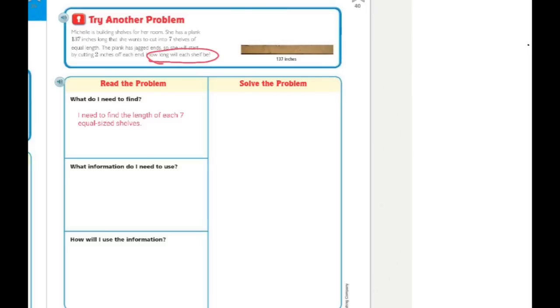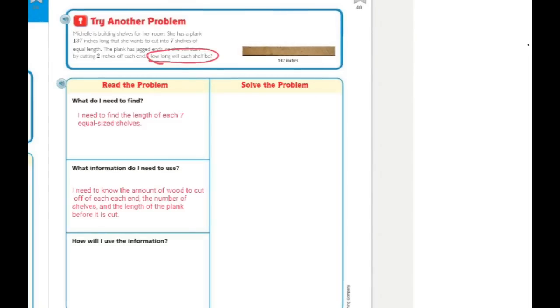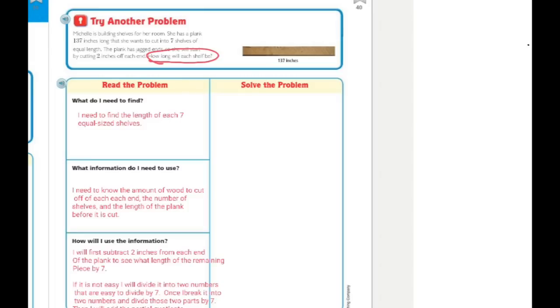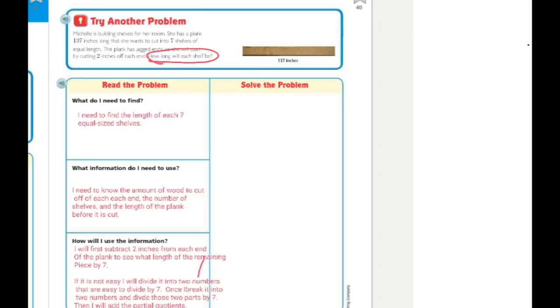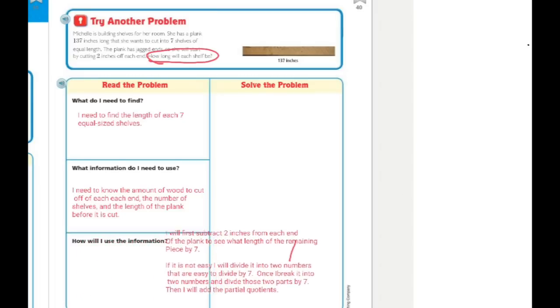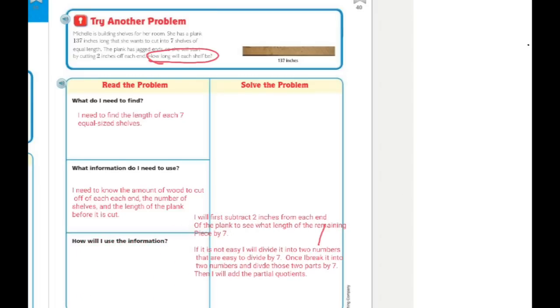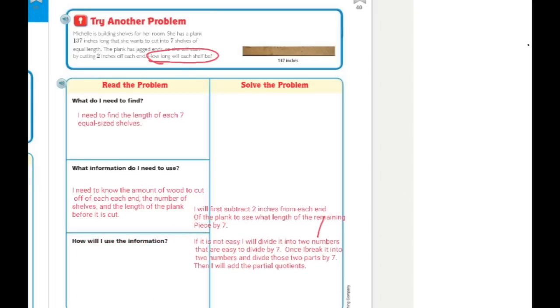What information do I need to use? I need to know the amount of wood to cut off on each end. I need to know the number of shelves, and I need to know the length of the plank before it's cut. So how will I use the information? Well, first I'm going to subtract the 2 inches from the plank, and I'm going to see what the length of the remaining piece is and see if I can divide it by 7.